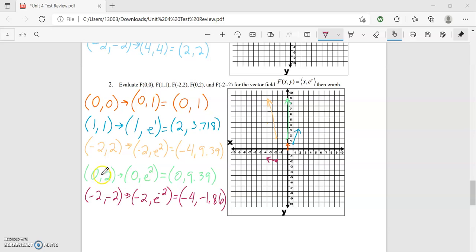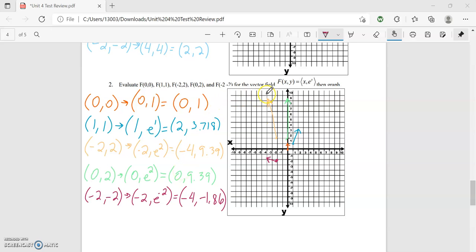Next, we had 0, 2. That was this point here. And from 0, 2, the x remains the same. And the 2 is another e squared. So from 0, 2, which is right here on the y-axis, we went over 0 again, and we went up e squared, which is up 7.39 for a total of 9.39. So that's your ending point there.